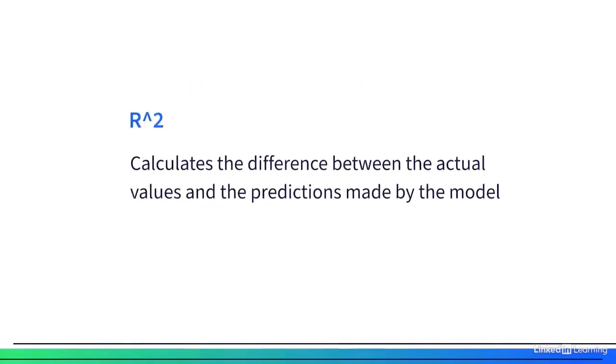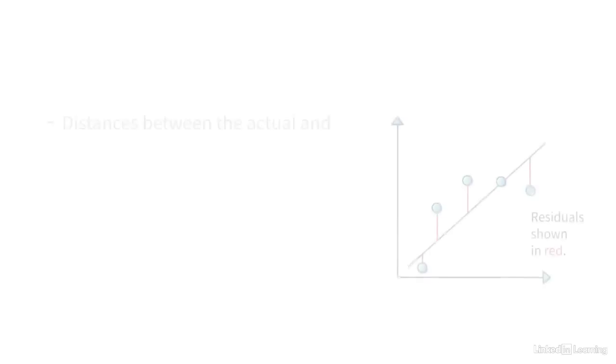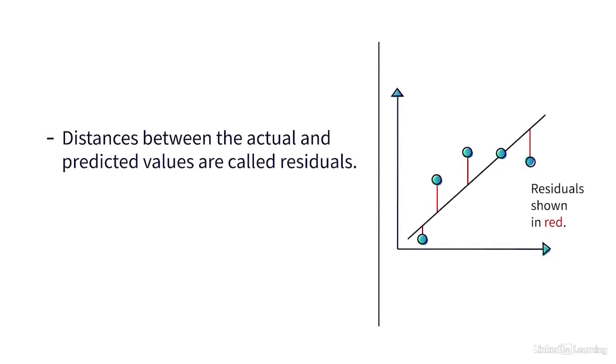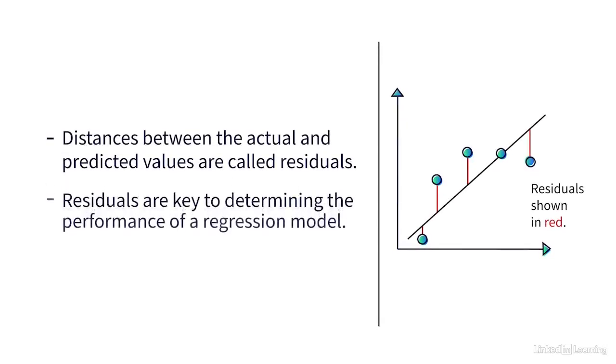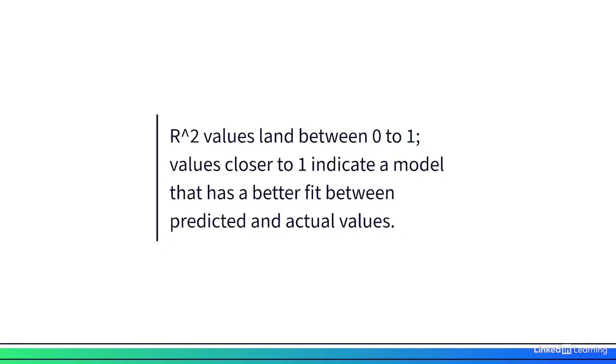We've used R squared throughout the course to evaluate our home cost predicting model. If you recall, R squared calculates the difference between the actual values and the predictions made by the model. The distances between the actual and predicted values are called residuals. Residuals are key to determining the performance of a regression model. R squared values land between 0 and 1. Values closer to 1 indicate a model that has a better fit between predicted and actual values.